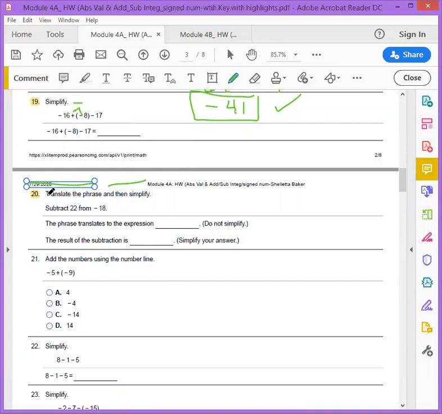For problem 20, we're going to translate this phrase and then simplify. Subtract 22 from negative 18. So we have negative 18 already, and then we want to take away 22 from that digit. So let's look at what we have. Negative $18 in our bank account, and we go take out 22 more dollars. So we're withdrawing 22 more dollars. The negative 18 minus 22, what will our balance be? Negative 40.